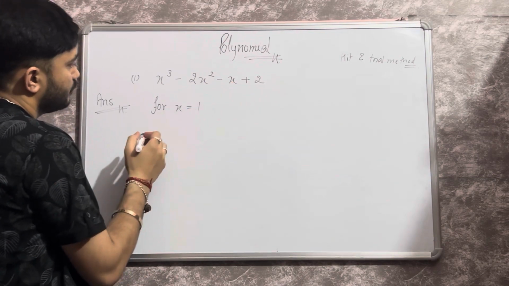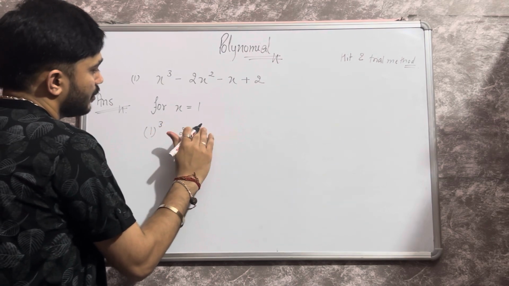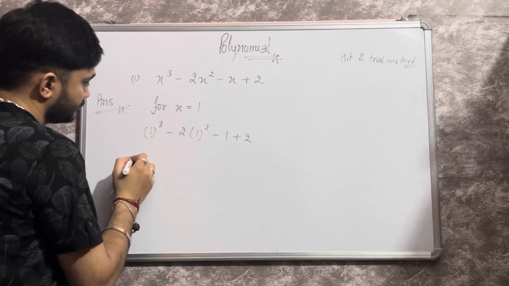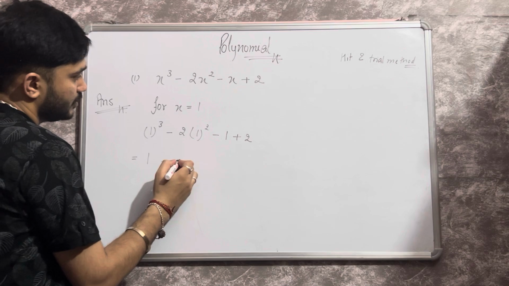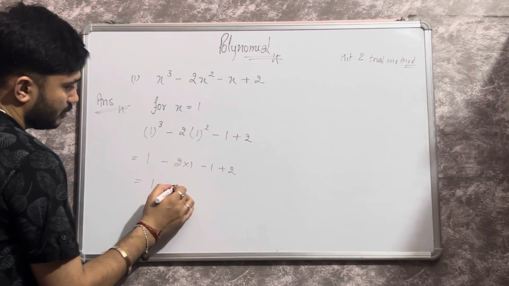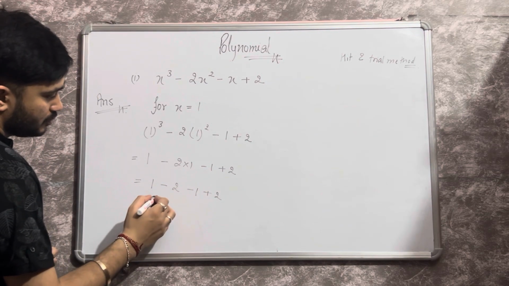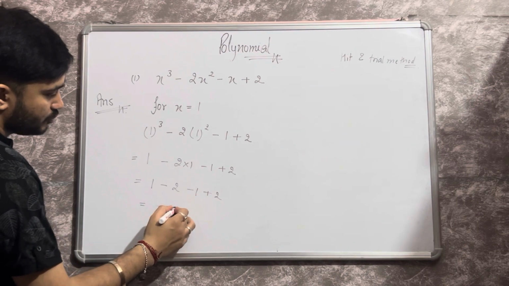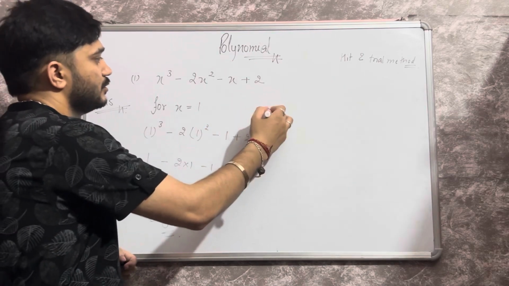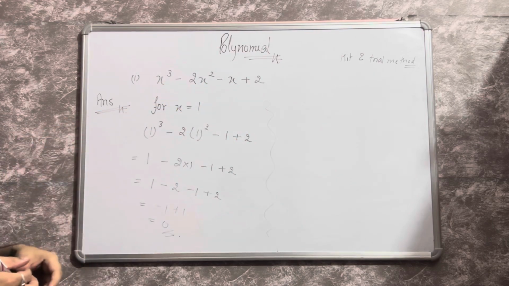So just put the value 1 in the polynomial. You will get 1 cube minus 2 into 1 square minus 1 plus 2. 1 cube is 1, minus 2 into 1 square is 1, minus 1 plus 2. 1 minus 2 minus 1 plus 2. So 1 minus 2 is minus 1, minus 1 plus 2 is plus 1, and after solving this you will get 0. It means that x equal to 1 is the answer of this polynomial equation.